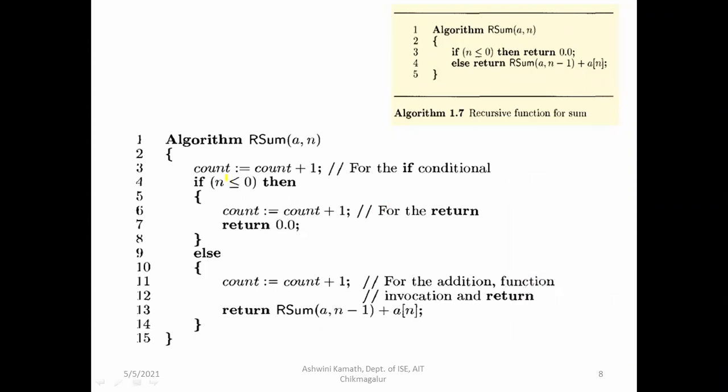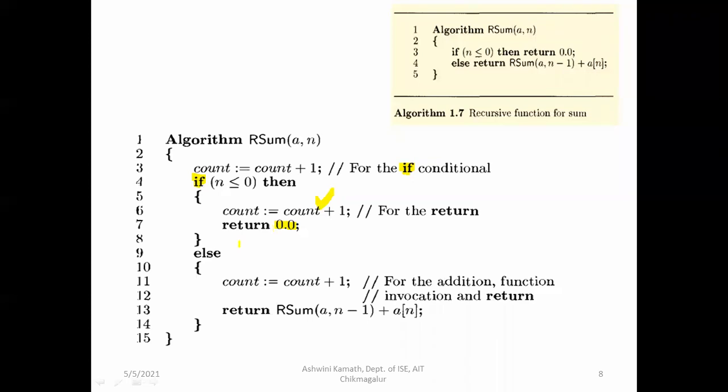Okay, count is equal to count plus 1. This is for the if condition. That is this if condition, if n is less than or equal to 0. If n is less than or equal to 0, then we are returning the value 0. That return statement is also an executable statement, right? So for return 0 also we have to include the count. So count is equal to count plus 1 for the return inside the if statement.